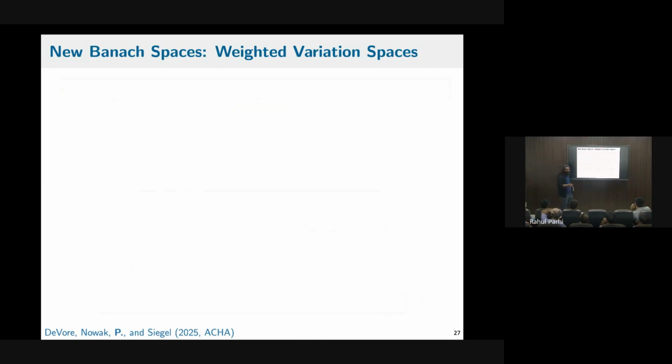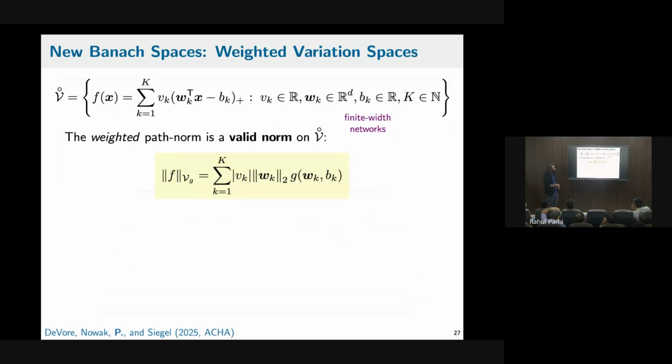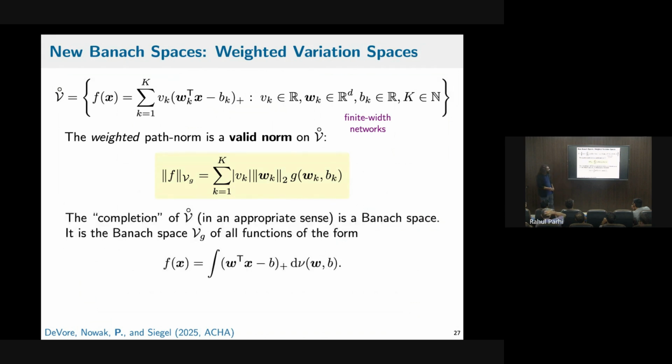People who know me know that I like function spaces. So this means that we can now play the same game we played before and lift the problem to function spaces so we can study the statistical performance of these estimators. So let's play the game we played before. We have this space of finite-width neural networks. The weighted path norm is a valid norm on the space. If I take its completion in an appropriate sense, I get this integral thing. Again, nu is the output weights. But what changes now is the norm on this function space depends on the weight function g.